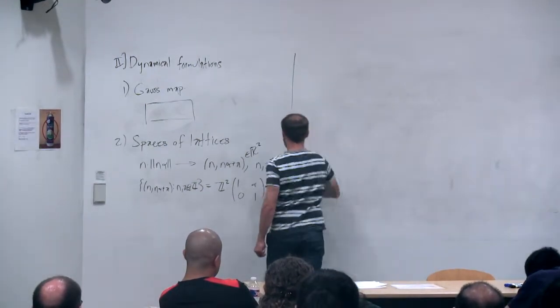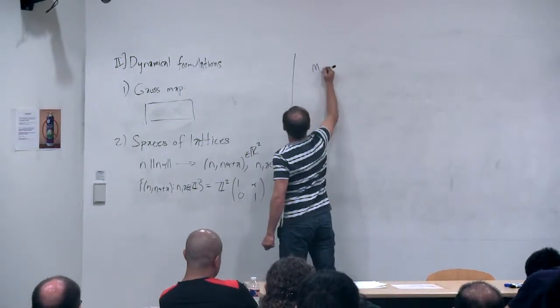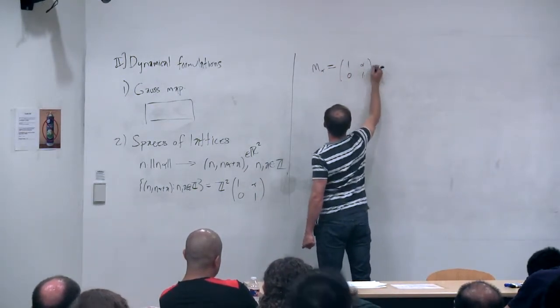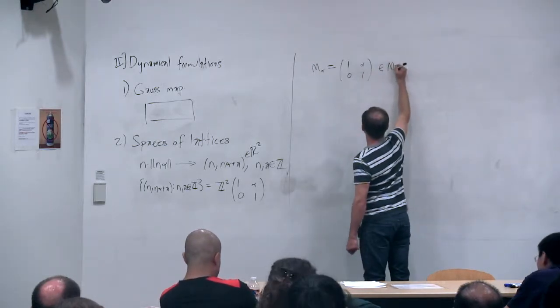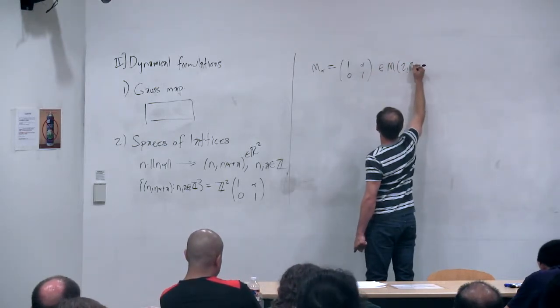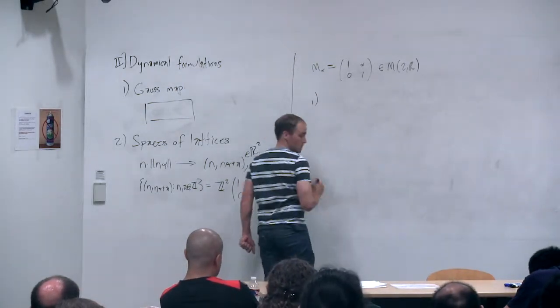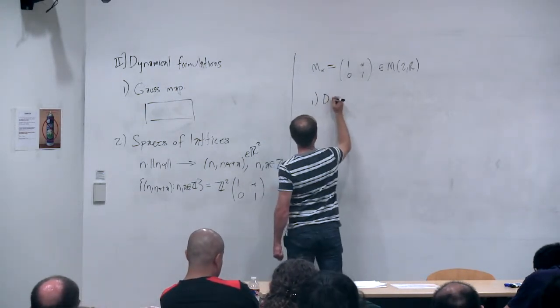Let me give this matrix a name. Let me call it M sub alpha, 1 alpha 0 1. So this is a 2 by 2 matrix with real coefficients. Okay, and for one, let's suppose that I want to prove a Dirichlet type theorem.